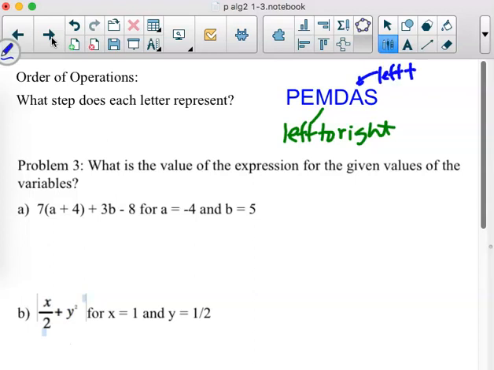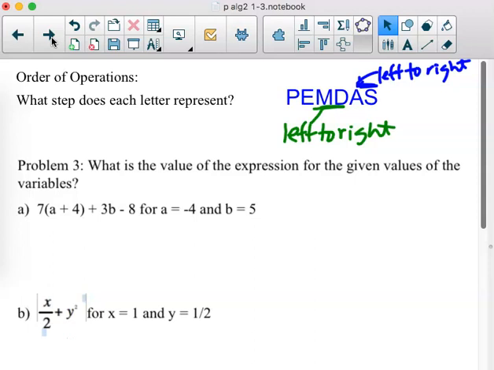From left to right. It does not mean that multiplication always comes before division does. It does not mean that addition always comes before subtraction does. We multiply and divide. These two are grouped together, left to right. And we add and subtract. Those two are grouped together from left to right.